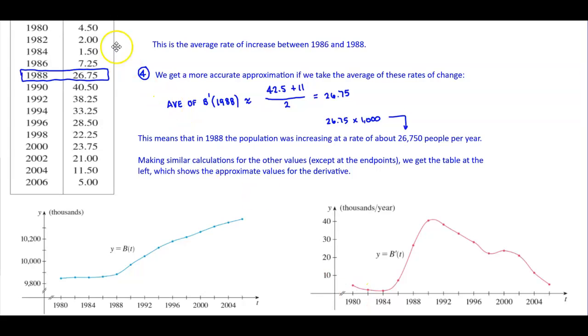Here at 1980, we can see that the slope, or the average rate of change, was 4.5. At 1982, the average rate of change was 2. In 1984, it was 1.5, and then in 1986, it was 7.25. And then in 1988, which is what we found here at this particular point, the average rate of change gave us a value of 26.75. And so all of those ordered pairs show you the derivative of this function b of t.